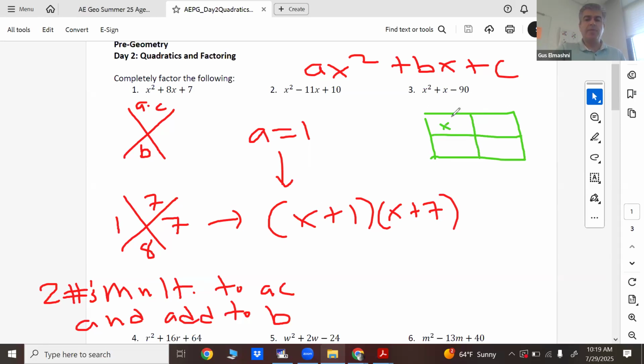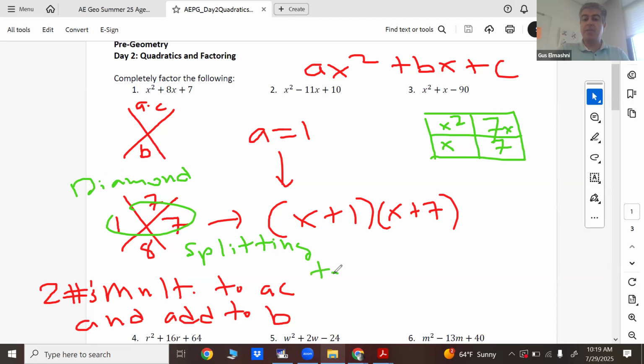So you put the leading term here, and the last term here, and then these two numbers here and here. This we call the diamond. It looks like an X or a cross, but we'll call it a diamond. The diamond method is actually referred to as splitting the middle term. What was my middle term in the original expression? 8x. And how do I split it? As x and 7x, right? Because what's x plus 7x?